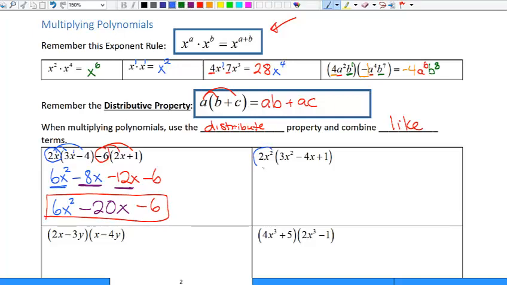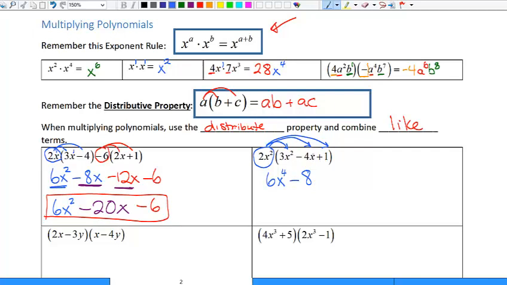On my next problem, I have 2x squared times 3x squared minus 4x plus 1. So I'm going to distribute the 2x squared to every single term inside the parentheses. 2 times 3 gets me 6. X squared times x squared is x to the 4. The base stays the same, the exponents get added. 2x squared times negative 4x. The 2 times negative 4 is negative 8. I multiply those whole numbers or coefficients just like I've multiplied them always.